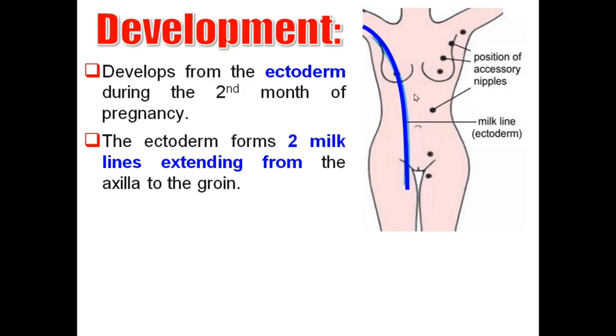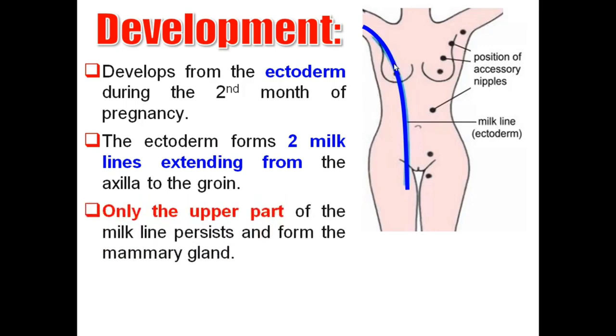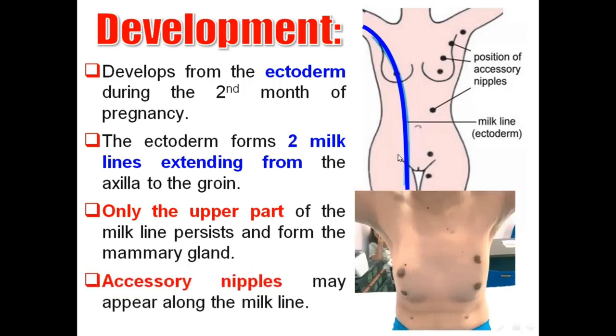The ectoderm forms two milk lines. Each line extends from the axilla to the groin. Only the upper part of the milk line persists and the remaining part disappears. So the upper part of the milk line forms the breast. Sometimes there are accessory nipples, and these accessory nipples are located along the course of the milk line.